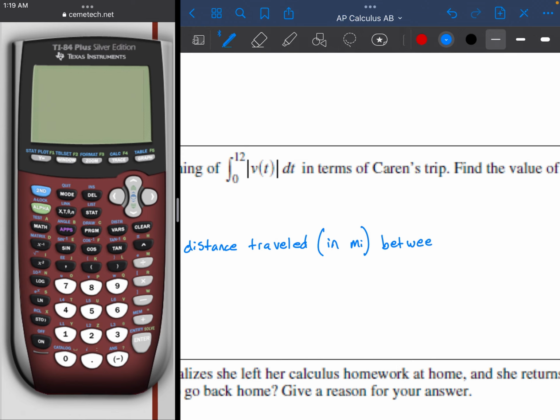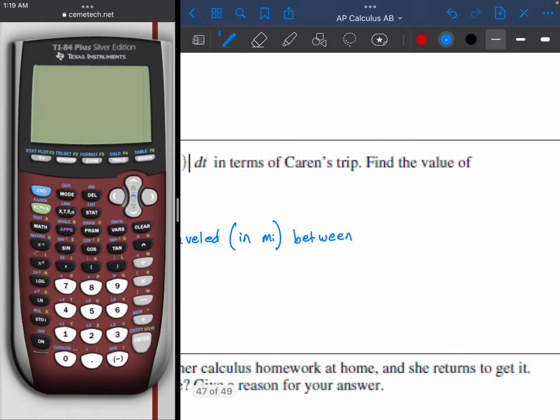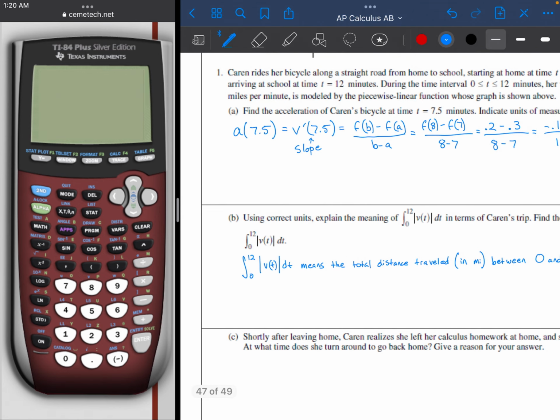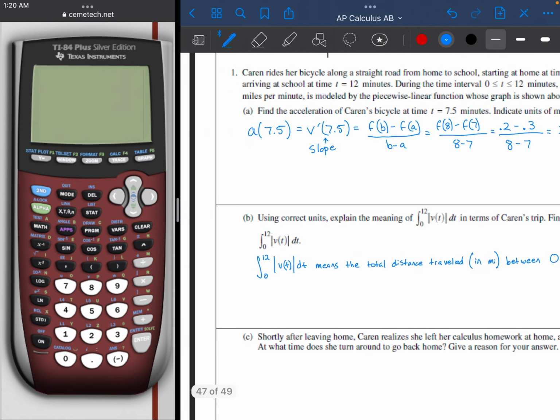Between 0 and 12. Oop, my 0 is a little bit too small. Between 0 and 12 minutes. Excellent interpretation, Mr. Sindel, if I do say so myself. And then we're moving on to the value.